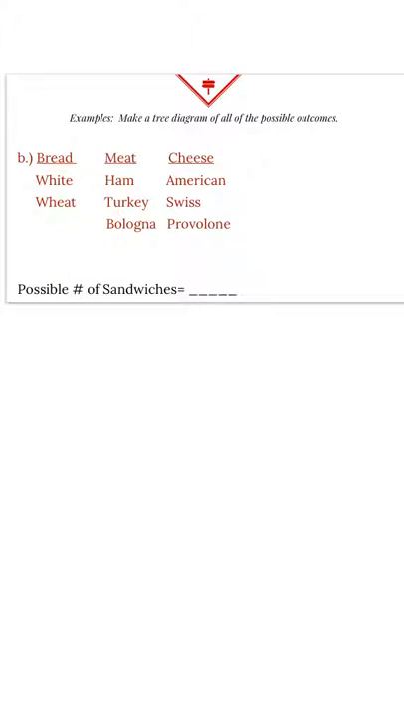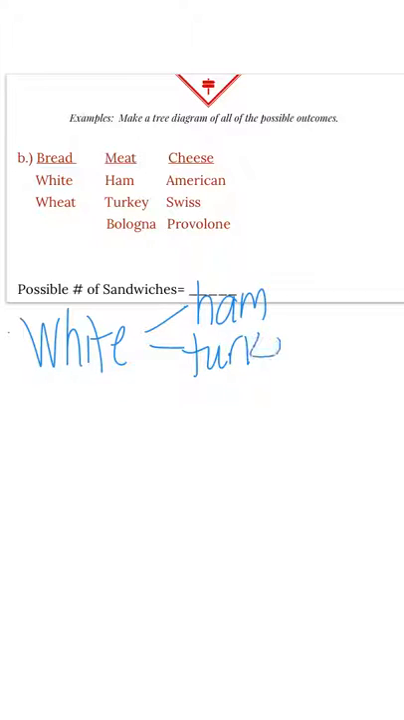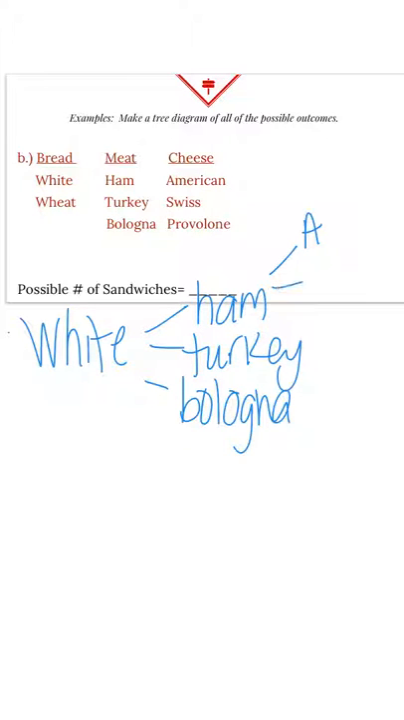Let's look at B. We have 2 types of bread, 3 types of meat, and 3 types of cheeses. So first we start with white bread. Then we draw a tree diagram to each of the meats. We have ham, turkey, and bologna. Then, with each of these, we can draw American cheese off of the ham, Swiss cheese, and provolone.